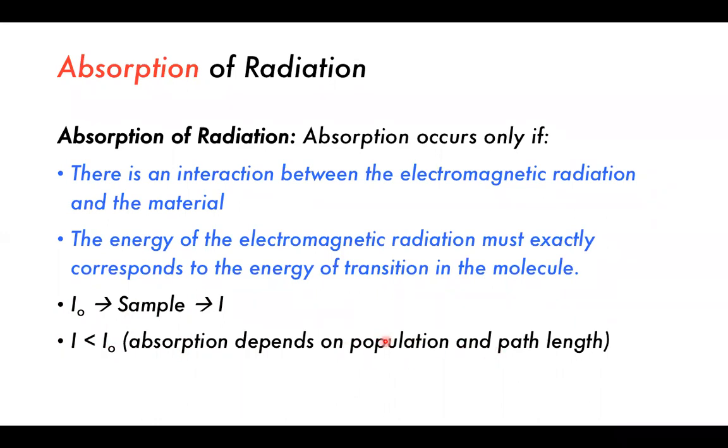The population is important because the more molecules you have there, the higher the concentration, the more species there are that are capable of absorbing. And the longer the path length, the higher the chance that one of the species of interest is going to be in the beam of light. And so there are two reasons why these are important.